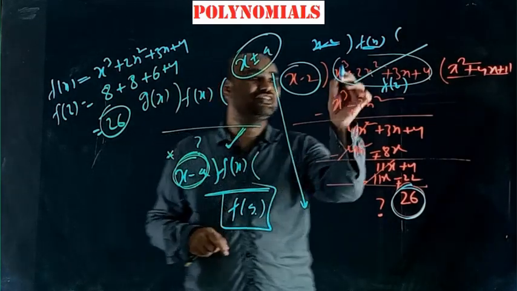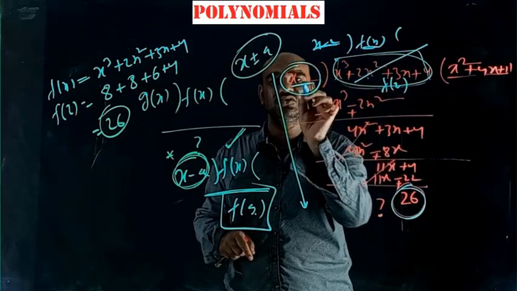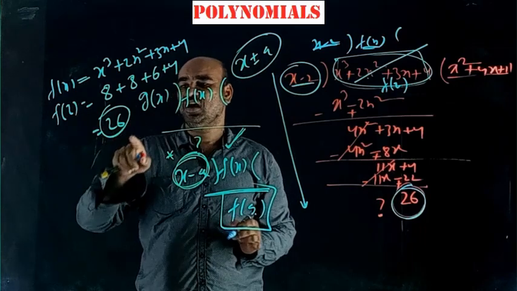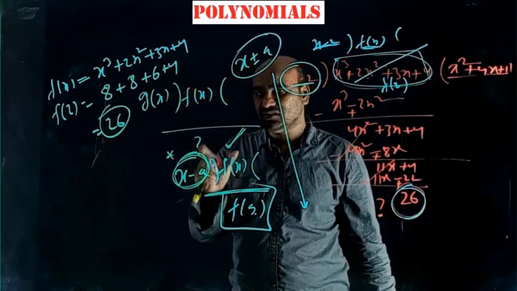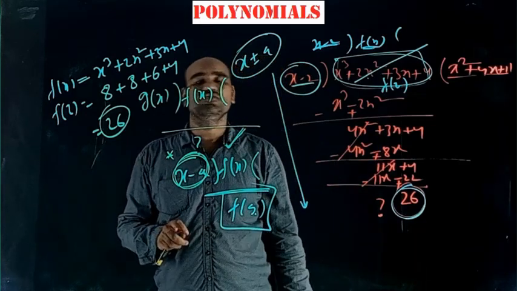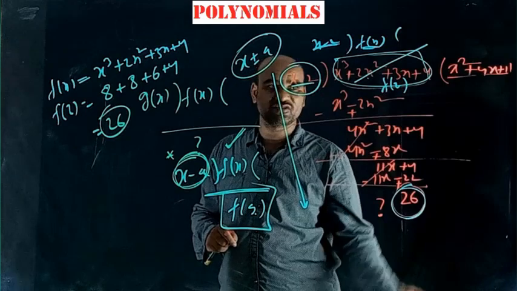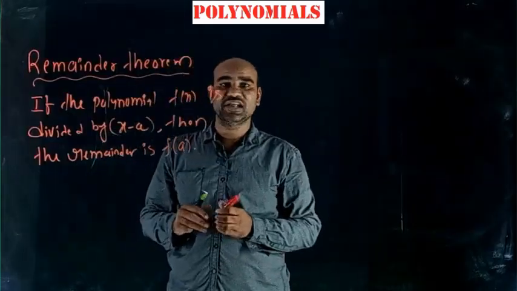That's why, if this is treated as f of x and is divided by x minus 2, the remainder is f of 2. I found the f of 2 value, I got 26, so the actual remainder is also 26. By using this remainder theorem, directly you can find remainders without using actual division, without using the actual long division method. Okay students, listen, the remainder theorem statement.